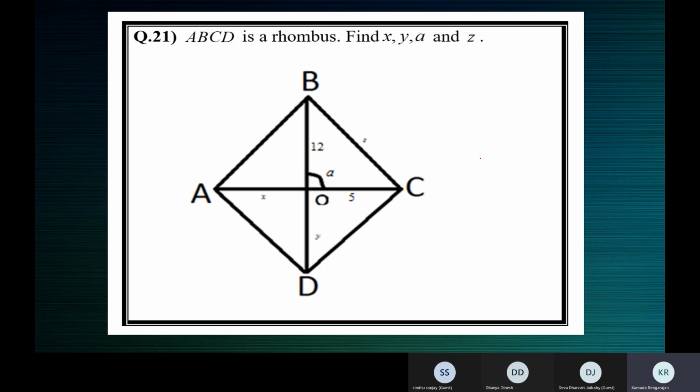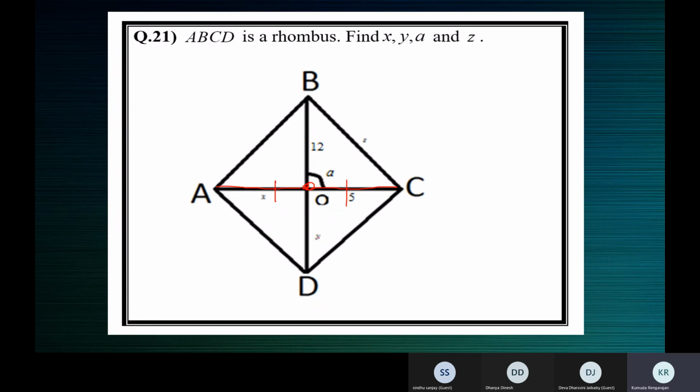What's the value of X? 5, ma'am. Yes, correct, both of you. Because in a rhombus, the diagonals bisect each other, so AO is equal to OC. O is the midpoint of AC. So if OC is 5, then AO is also 5.